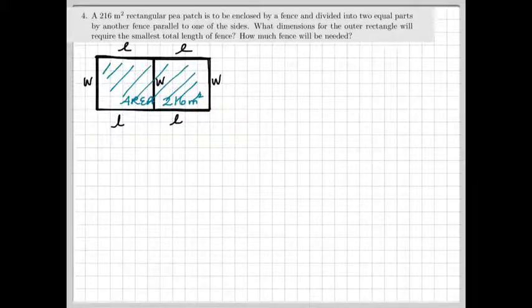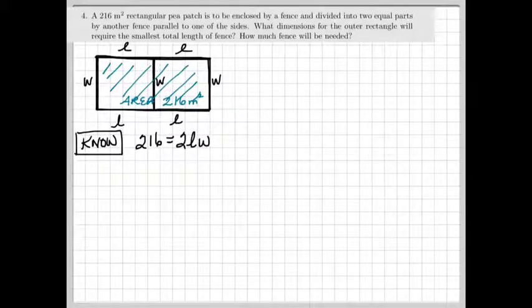Do you see how this problem differs from the previous one? There we had a fixed perimeter and we wanted to maximize the area enclosed. Here we have a fixed area and we want to minimize the materials required for construction. Given our variables length and width, we know that the total area, 216, has to equal the total length, which is 2L, times the width, W.